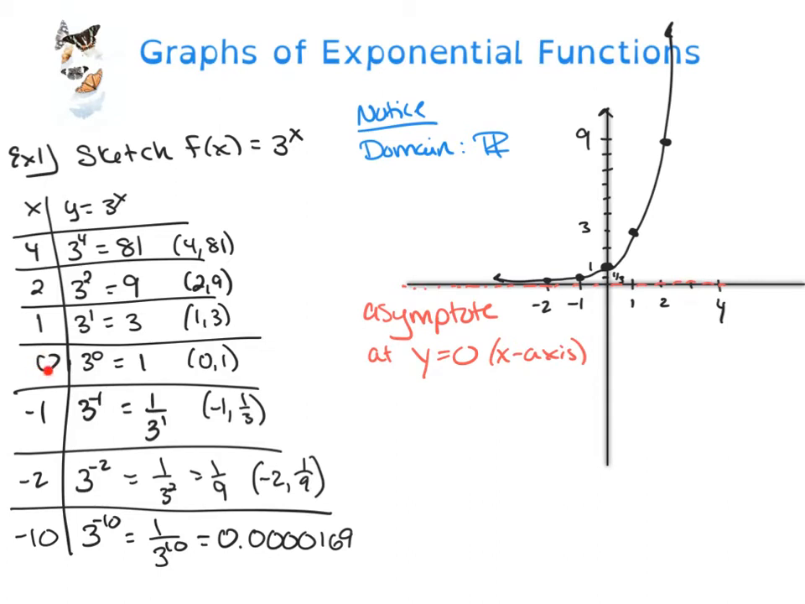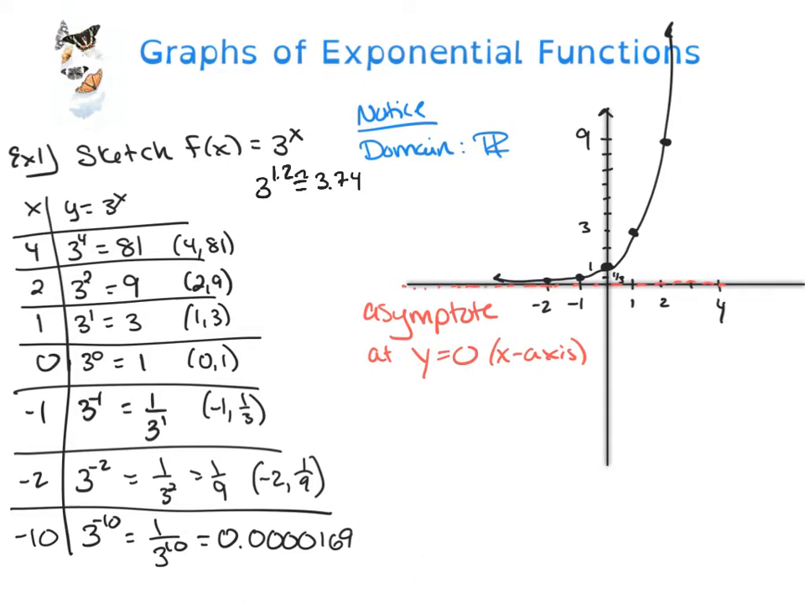X can certainly be 0, as we did. 3 to the 0 is 1. And x can even, with the help of a calculator, be a decimal or a fraction. 3 to the 1.2 is 3.7319, so about 3.74. So x can be literally anything at all.